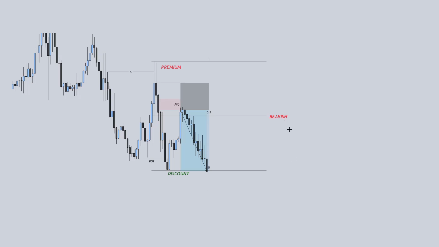The previous one was in a bullish format. I hope you guys finally understand premium and discount zones and how you use them to take trades.